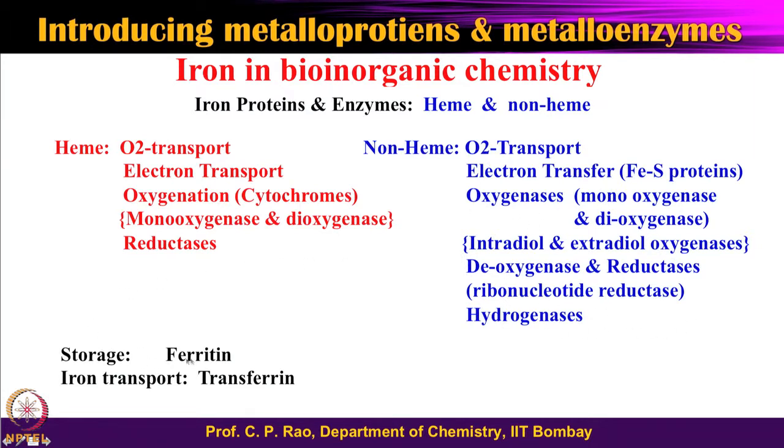Okay. In the iron case we also have ferritin, which is the iron storage protein, and transferrin, which is the iron transport protein. So, I think we will try to start with transport systems first, then we will go to the other cases. Okay.